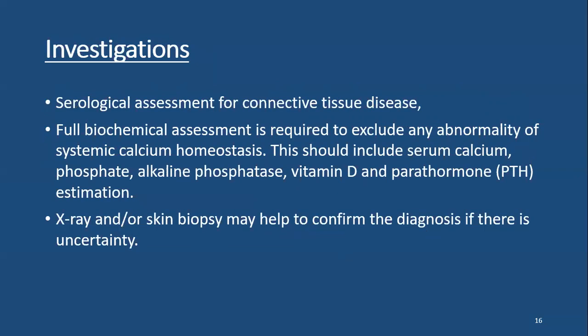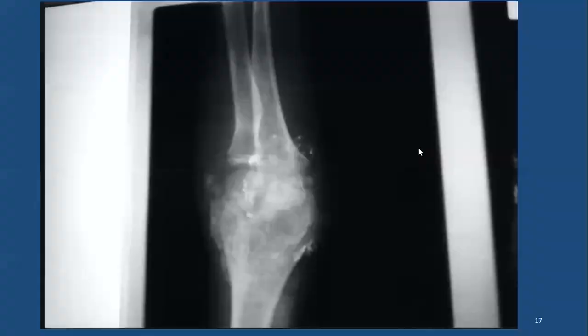Then investigations include the serological assessment for connective tissue by ordering antinuclear antibody, double-stranded DNA antibody, ANCA, and extractable nuclear antigen. Then full biochemical investigations like serum calcium and serum phosphate levels are important. In addition, alkaline phosphatase, vitamin D level, and parathormone level are also done. X-ray of particular sites and skin biopsy may be helpful in confirming the diagnosis. The X-ray is many a time helpful in picking up the calcified deposits.